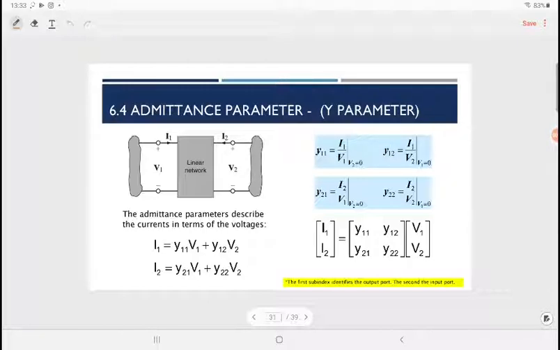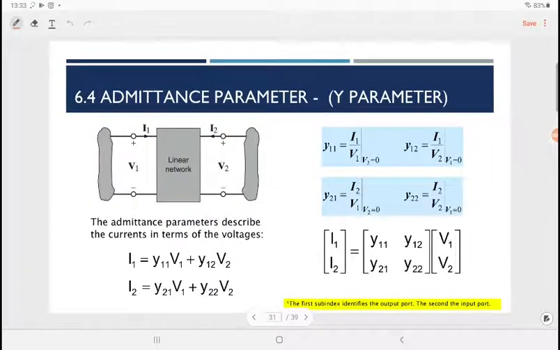So admittance parameter is also known as a Y parameter. We know that when we say admittance parameter, Y is always reciprocal to the impedance, which is Y equal to 1 over Z, right? Therefore, from here, we know that Y is also a ratio between your current and the voltage, right?